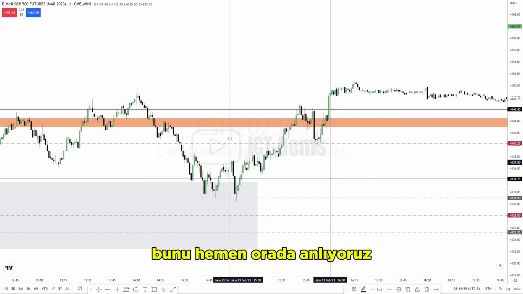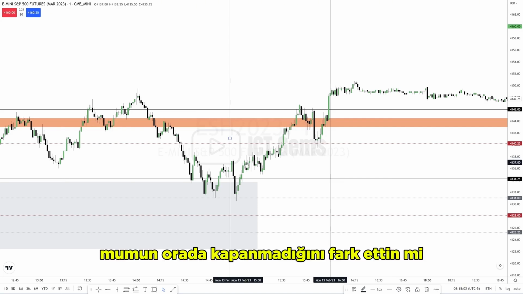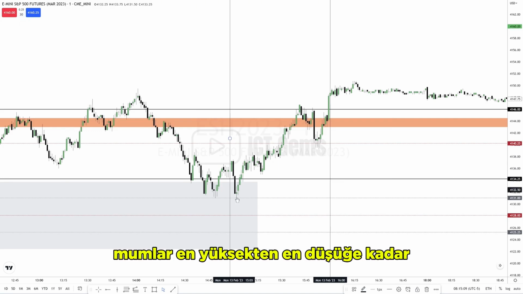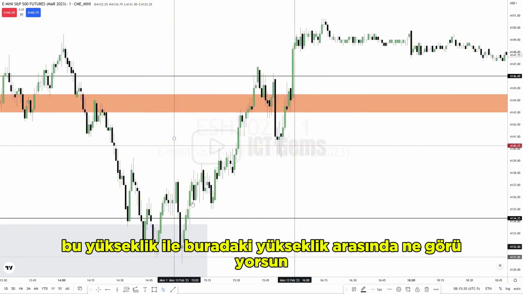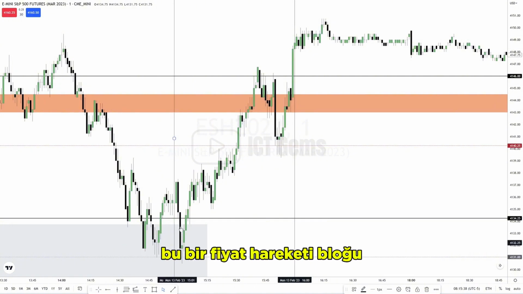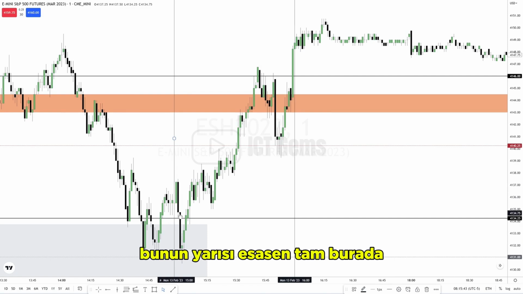We get that right there. Notice the candle didn't close there. It went above it and came down here. Look back from that candle's high all the way to the low. What do you see between this high and this high here and that low? Well, you have to refer to the 2 down-closed candles here. That's a bullish order block. It's one block of price action. Half of that is essentially about right in here.